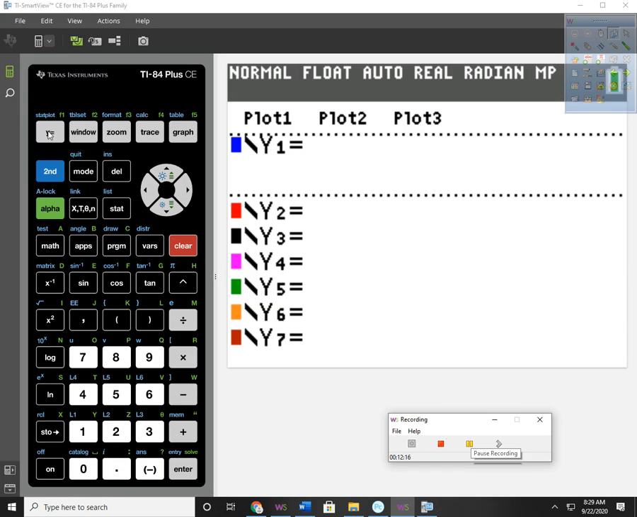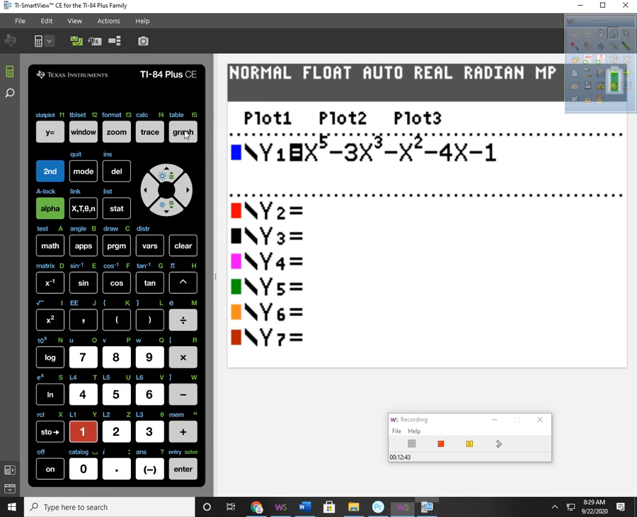And inside the y equals, we're going to put in x to the 5th minus 3x to the 3rd minus x squared minus 4x minus 1. And then we're going to go ahead and graph it.